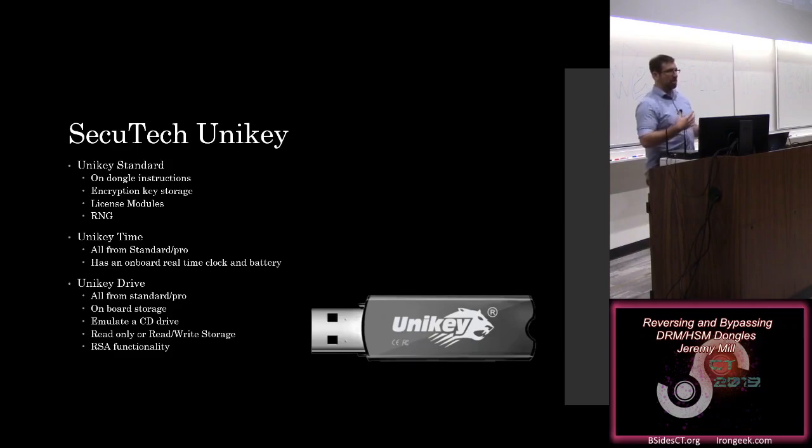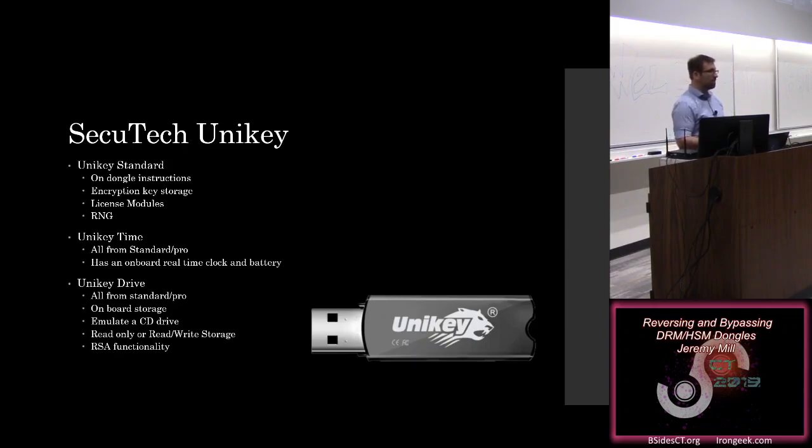So the one that happened across my desk is made by a company called Secutech, and they make something called the UniKey. And it comes in a couple different flavors. There's the standard, right, where this thing basically just has a microcontroller on it, where you can store some on-dongle instructions. You can store some encryption keys. There are some license modules on there, right? This is how you control what features of an application are on there, how many times it can launch, things like that. There's also a random number generator.